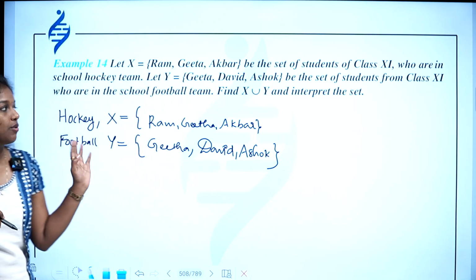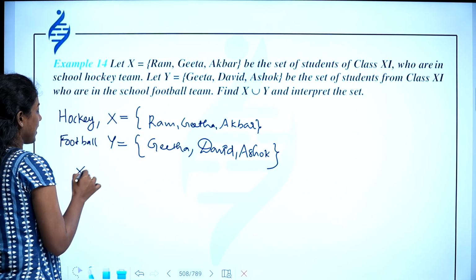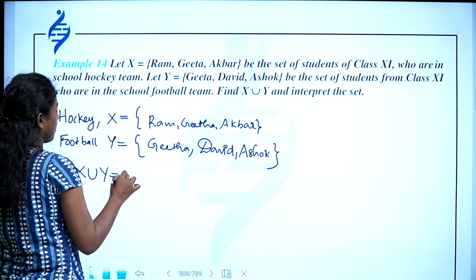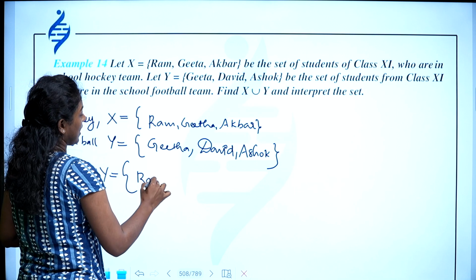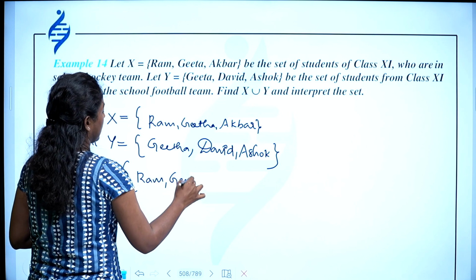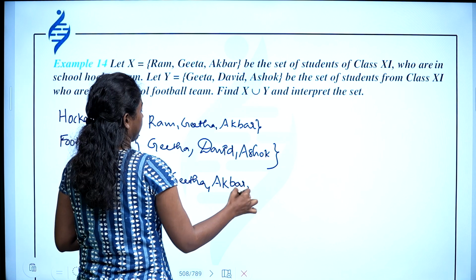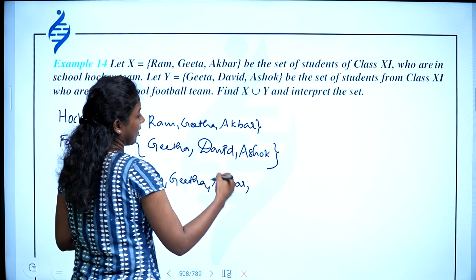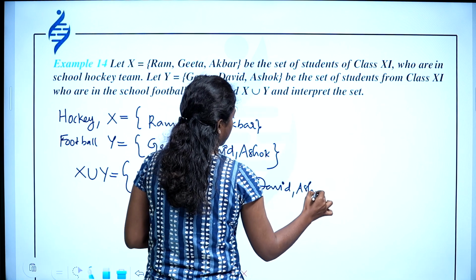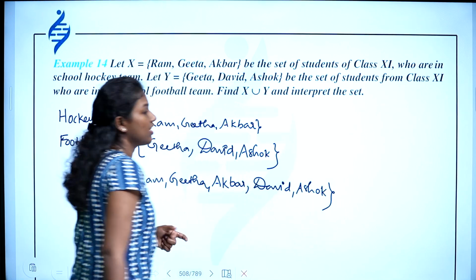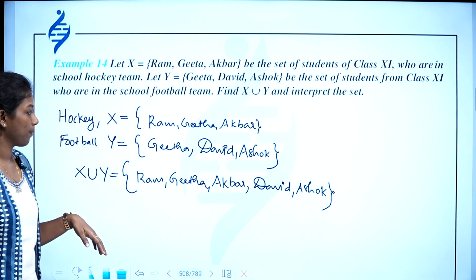So these are our two sets and they asked us to find A union B. So what is A union B? A union B means X union Y. So you have to write all the elements Ram, Geeta, Akbar, then Geeta is already written, then David and Ashok. So this is what is known as X union Y.